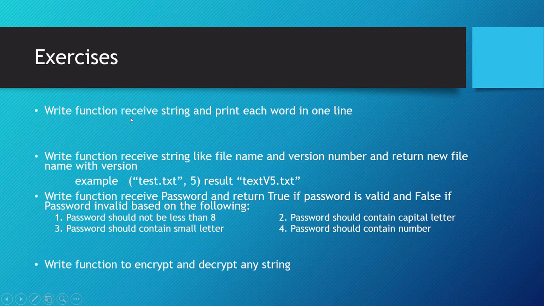Write a function that receives a string and prints each word on one line. So here I will write a function that receives a string, and what the function will do is print each word on one line. How do we know, if I receive this string, where each word is separated by a space? I will make a loop from the beginning until the end, and whenever I find a space, I will print a new line. So let's solve this problem.